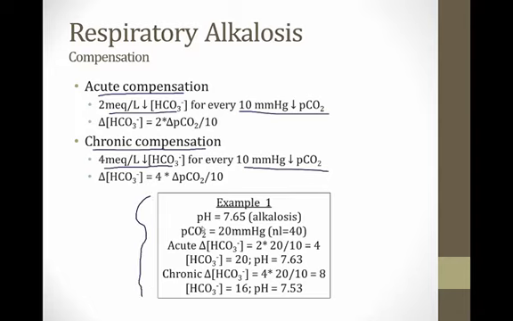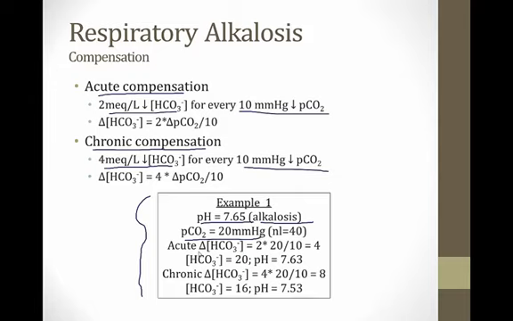So let's suppose you had a pH of 7.65. That would be an alkalosis, and let's suppose that the PCO2 was 20, that's low, and that makes this a respiratory alkalosis. And this is like what happens to people when they ascend to high altitude. They hyperventilate to maintain oxygen, and they develop a respiratory alkalosis.